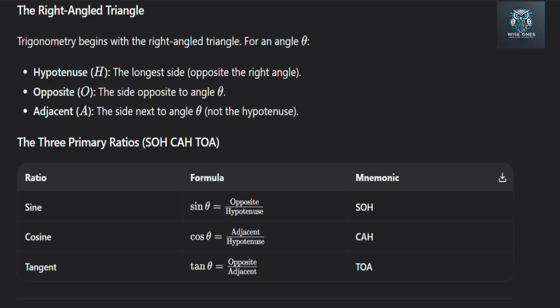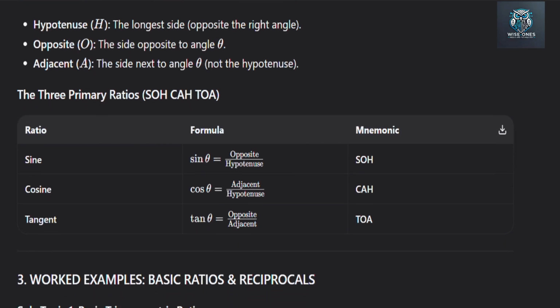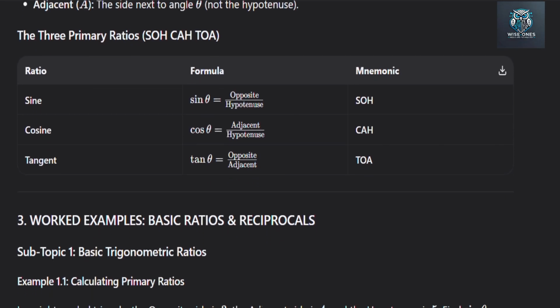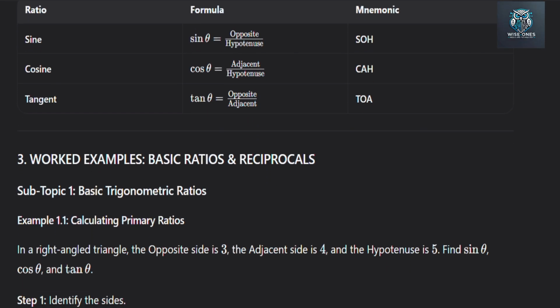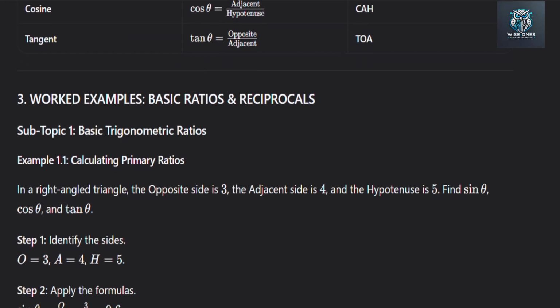There are 3 primary ratios you must know. We often use a mnemonic to remember them. It is called SOHCAHTOA. I know it sounds like a strange name, maybe like a type of food, but it is very useful. SOH stands for sine equals opposite over hypotenuse. CAH stands for cosine equals adjacent over hypotenuse. TOA stands for tangent equals opposite over adjacent. Please write these down. They are the foundation of everything we will do today.